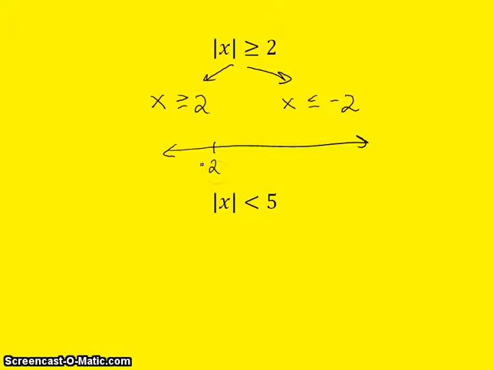So if here's -2, 0, and 2, it's a closed circle at -2, and it's less than or equal to, so I'll shade it to the left. Closed circle at 2, and it's greater than or equal to, so shade it to the right.